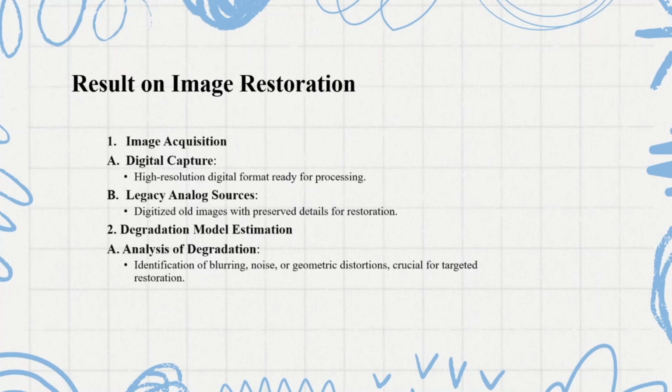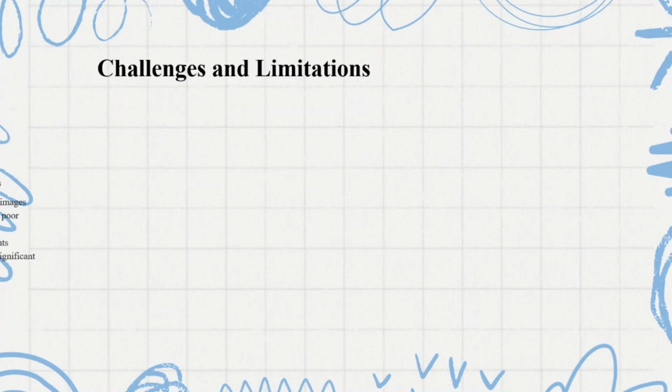Degradation model estimation, analysis of degradation, identifying blur, noise, or geometric distortion is crucial for targeted restoration. Let's see challenges and limitations. Well, first one, low light condition.